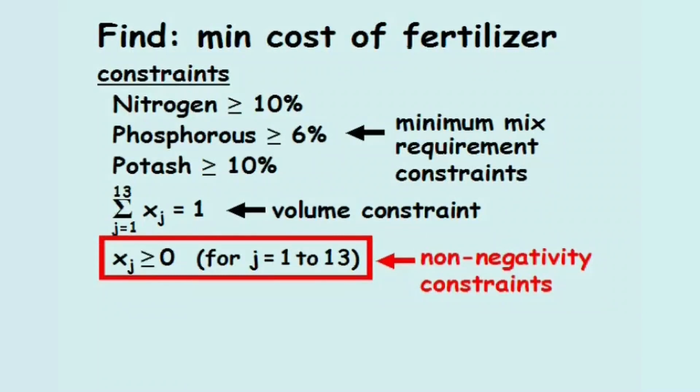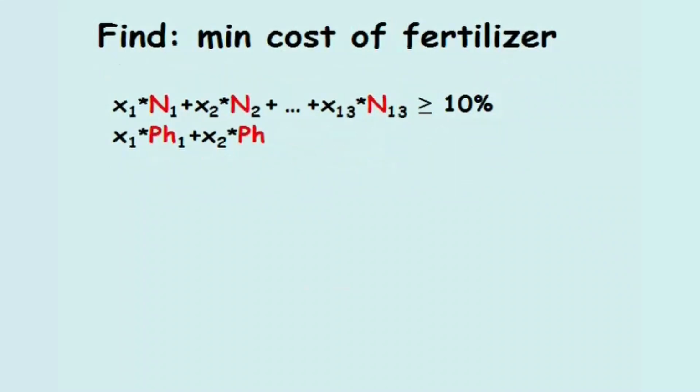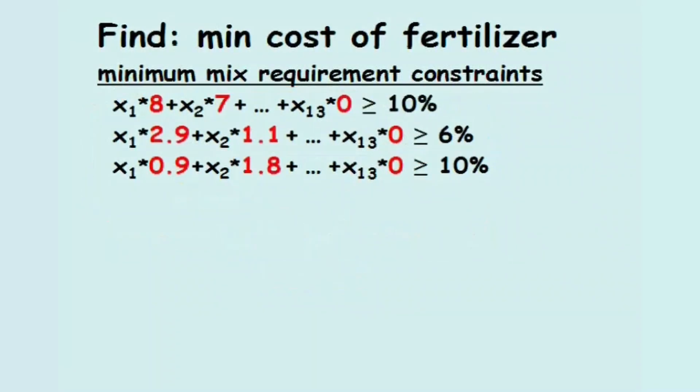Writing out the minimum mix requirement constraints in terms of decision variables x1 through x13, where N, P, and K refer to the percentages of nitrogen, phosphorus, and potash in each of the 13 ingredients. These percentages were shown in the table and can be substituted into the 3 constraints.